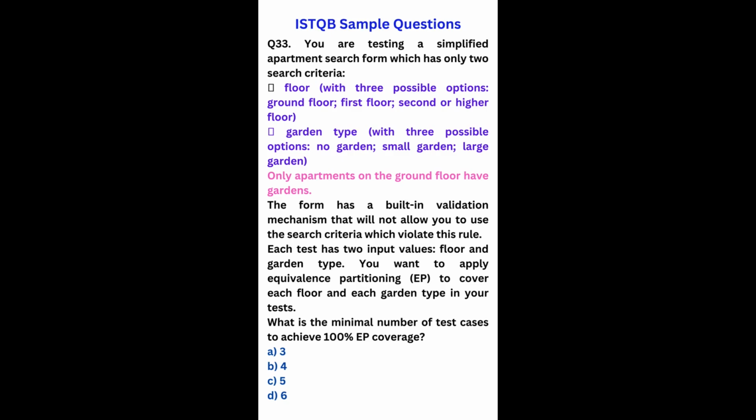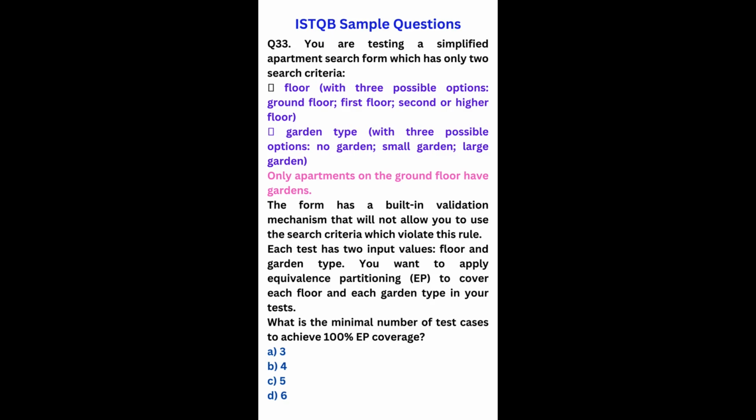Question 33. You are testing a simplified apartment search form which has only two search criteria. Floor, with three possible options: ground floor, first floor, second or higher floor. Garden type, with three possible options: no garden, small garden, large garden. Only apartments on the ground floor have gardens.